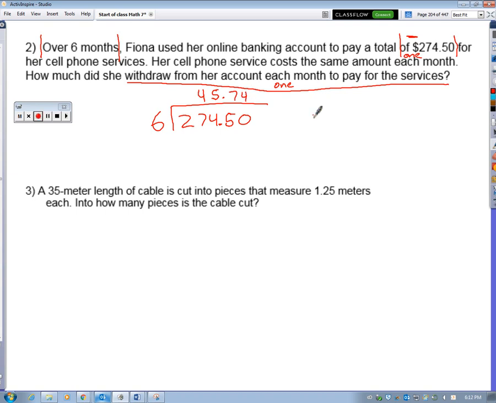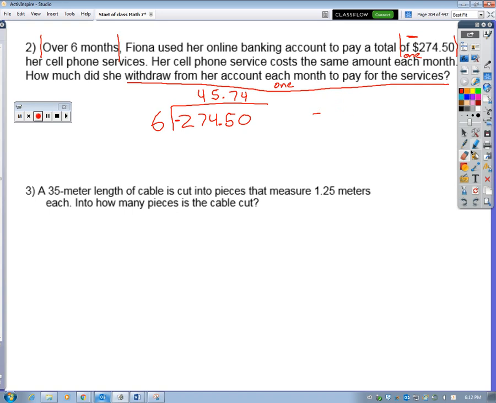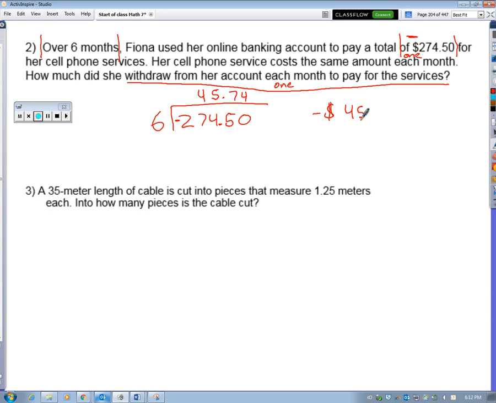Alright, and let's see, because this number was negative, we're paying money, this number is positive, so our answer would come out to a negative, there we go, dollar sign, negative $45.74. Okay, if you need to see that division worked out, come and talk to me about that, and if you didn't get that number, take a look at your steps. If you're still stuck, then let me know and we can get that worked out. Alright, so there's problem number 2.